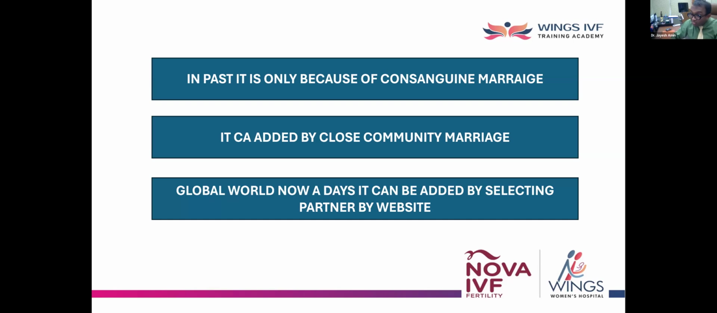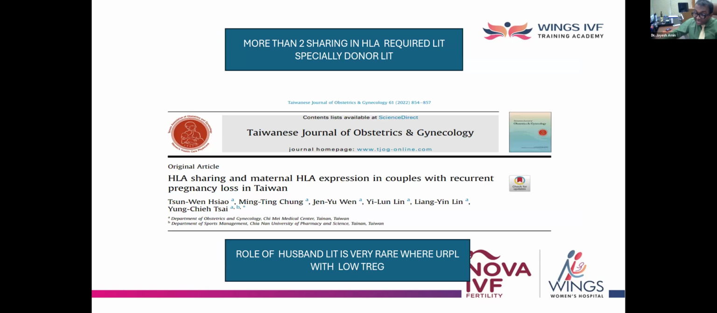So this is all about things which may add more and more sharing, but how much sharing is detrimental? There is a beautiful paper, and that is what we are implementing in our day-to-day practice. I can say that more than two sharing of the HLA is considered detrimental. That means paternal antibody will not form, immunotolerance is defective, and we find many patients with more than 5, more than 6 sharing.